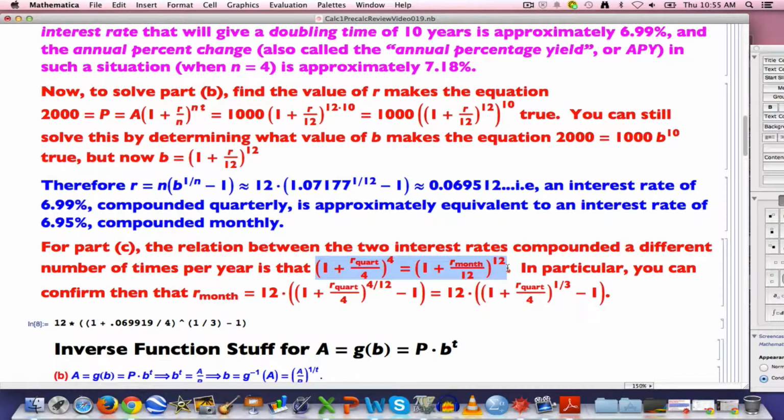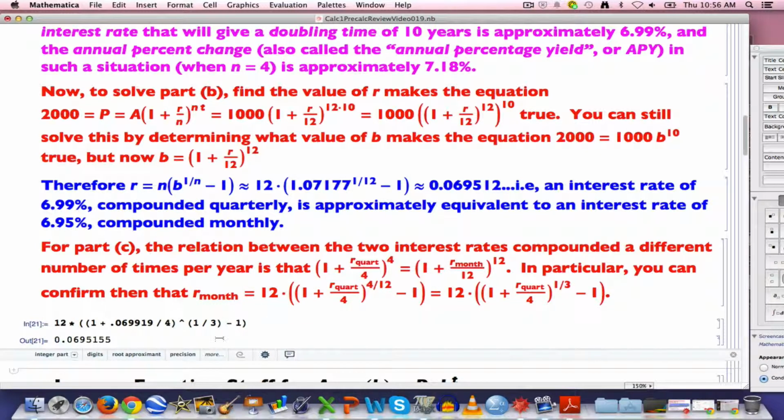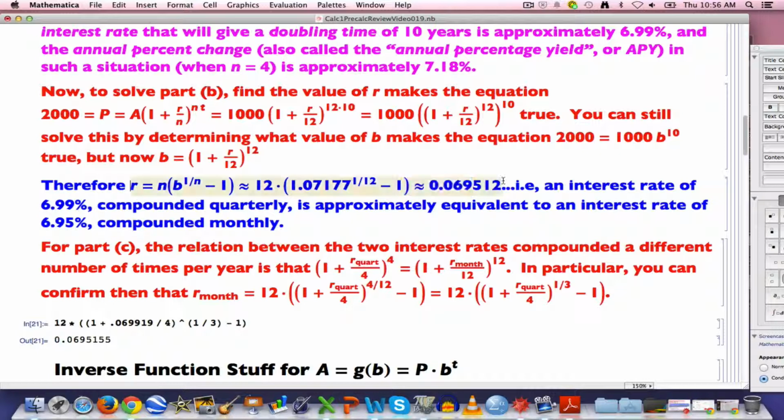And finally, here is the relation between the two interest rates. This equation must hold. R quart represents the annual interest rate compounded quarterly. R month is the annual interest rate compounded monthly. These two expressions must be equal for equivalent rates. That ultimately leads you to solving for R month in this relationship to R quart, which you can calculate and confirm is approximately 6.95%, like I solved for up here. Let's see, where is it? Right here, 6.95%. Okay? Take the time to think about that. It's a mouthful, and you'll get a lot out of it.